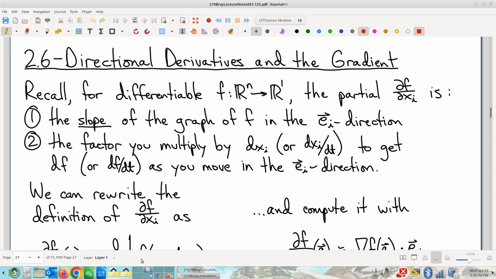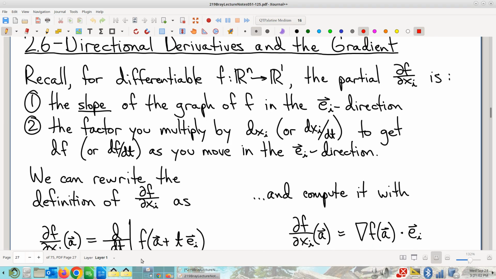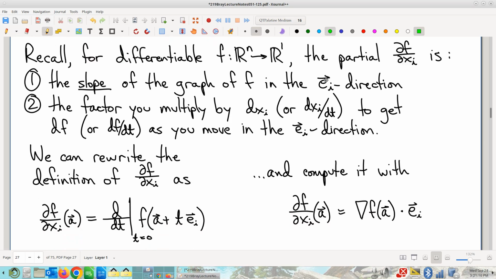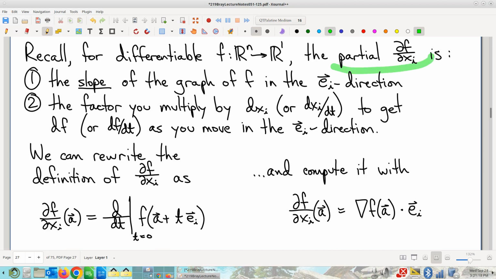Okay, so let's see here. Yeah, so new section. There's different ways to come at this, different ways to approach the idea of directional derivatives. I like this one the best because it's almost kind of a freebie. So here's the big idea. Y'all remember partial derivatives, right? We know bunches of stuff about partial derivatives.